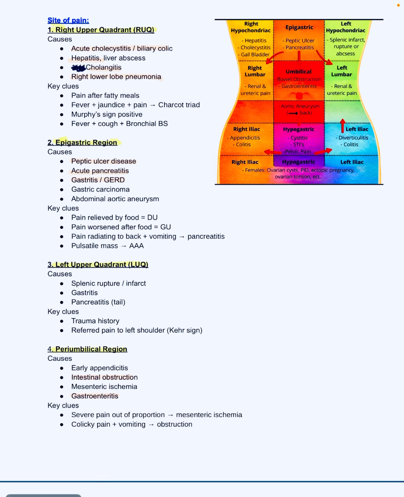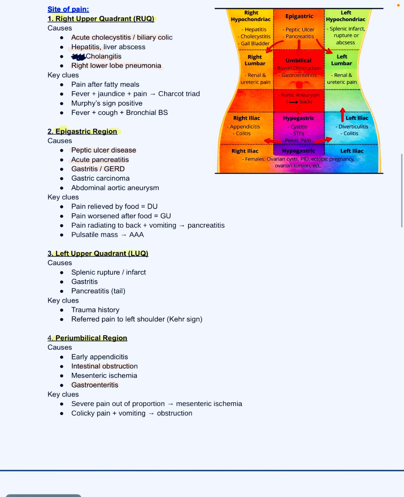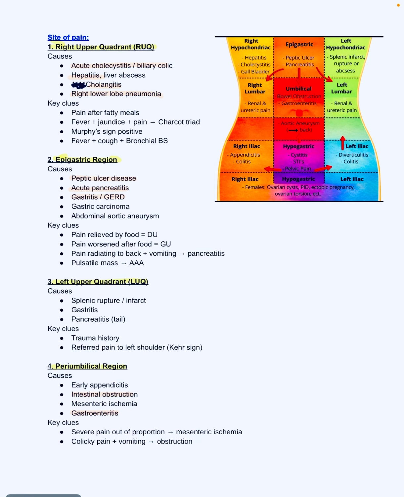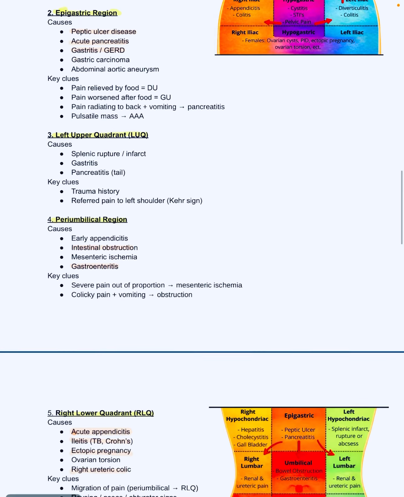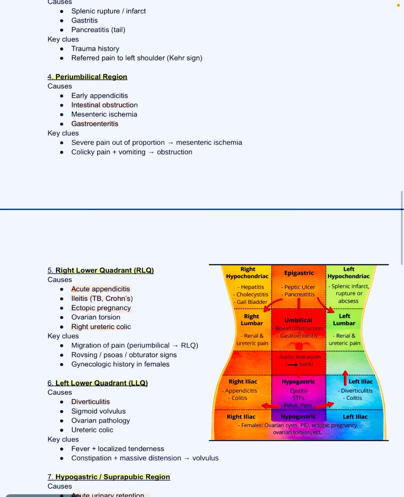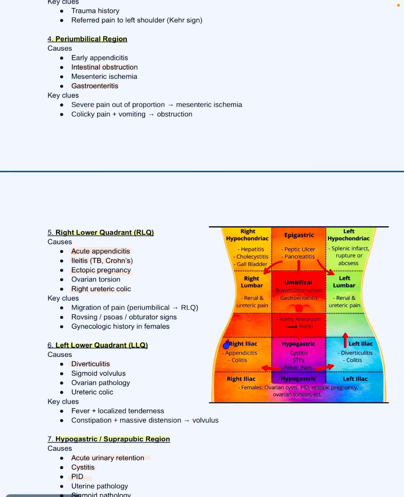Periumbilical pain is very common in early appendicitis, gastroenteritis, and intestinal obstruction. Severe pain out of proportion indicates mesenteric ischemia. Colicky pain, vomiting, absent bowel sound indicates intestinal obstruction. Right lower quadrant pain, that is right iliac region, is most common in acute appendicitis.